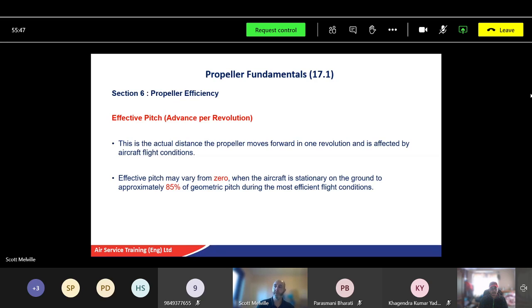Now, effective pitch may vary from 0 when the aircraft is stationary on the ground, because it's not pulling the aircraft, up to approximately 85%. We said about 80 to 85% of geometric pitch during the most efficient flight conditions. Ideally, it would be 100%, where for every one revolution of the propeller, it gets to the point where it should be in theory, but we never get that due to drag factors and conditions.